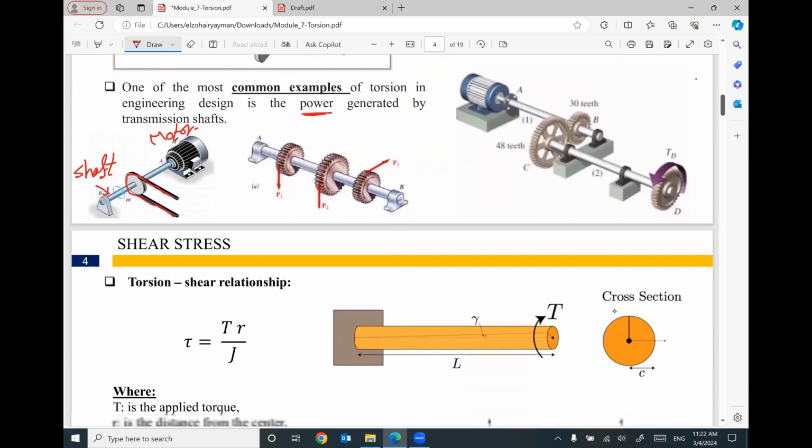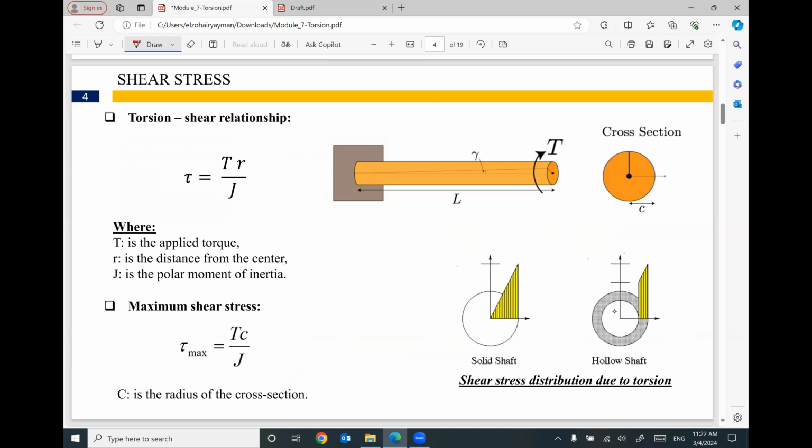Keep in your mind, and this is very important to understand, torsion will cause shear stress, tau. Torsion will cause shear stress. The value of the shear stress will equal the applied torque, capital T, times radius divided by J.